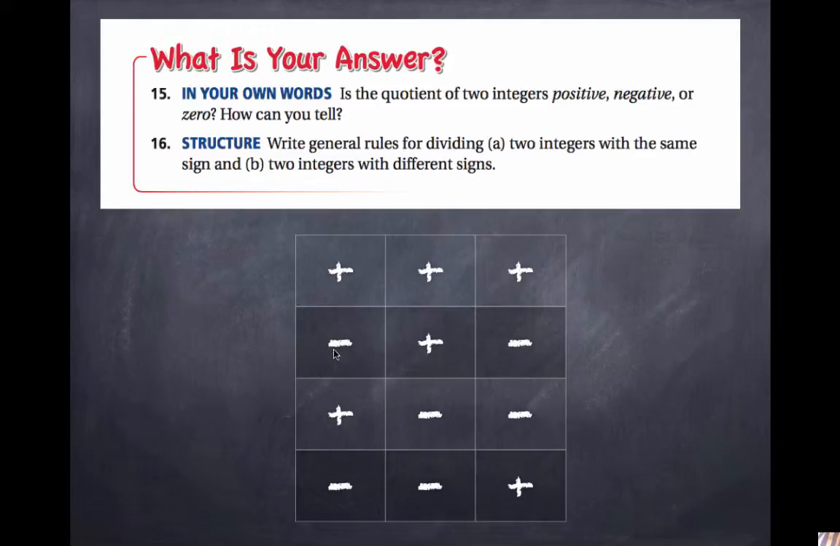So from this table, I didn't really label it, but a positive integer divided by another positive integer gives you a positive quotient. Negative divided by a positive gives you negative. Positive divided by negative gives you negative. And negative divided by negative gives you positive. It's very much like multiplication. So that should be enough to get you started with your homework, and I'll see you later.